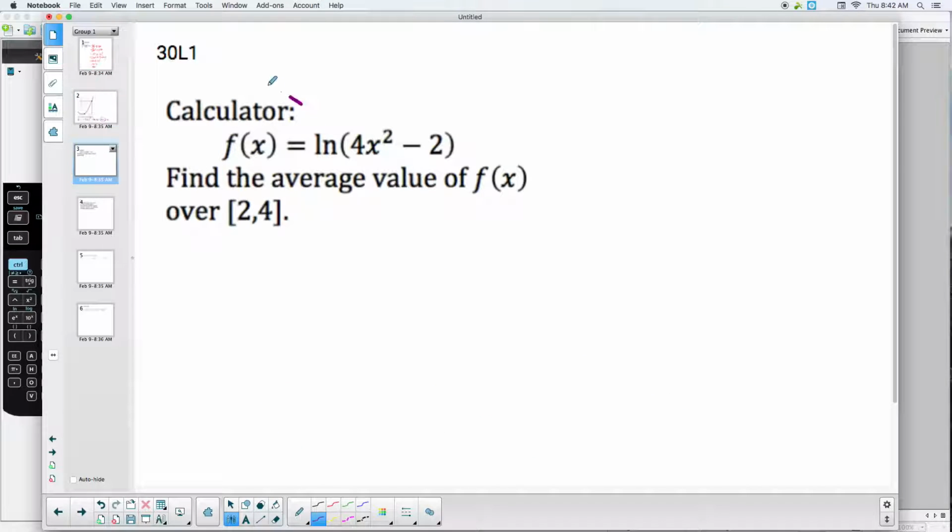Calculator. So we need our calculator for this. When you're asked to use a calculator to do a problem, you need to show the setup, what you're typing into the calculator, and then the answer. You don't need to show anything in between.